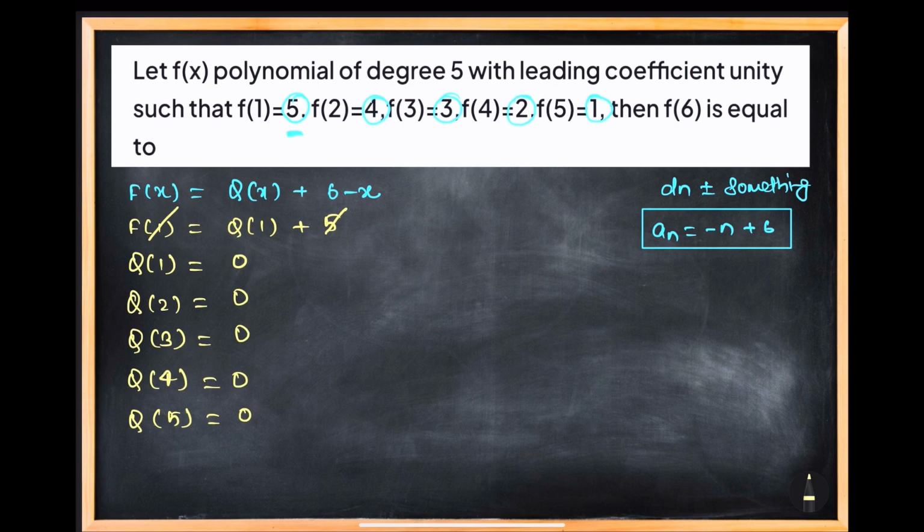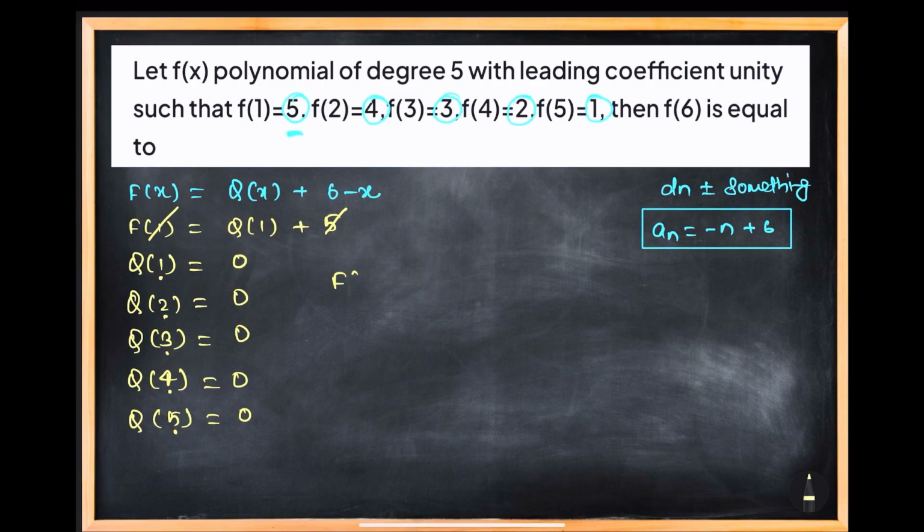Now, you know that we were trying to approach q of x, but look at this. We don't know who is q of x, but we exactly know that q of x is a polynomial whose zeros are 1, 2, 3, 4 and 5. Because at these points, q of x becomes 0. So 1, 2, 3, 4, 5 become the zeros of the polynomial q of x.